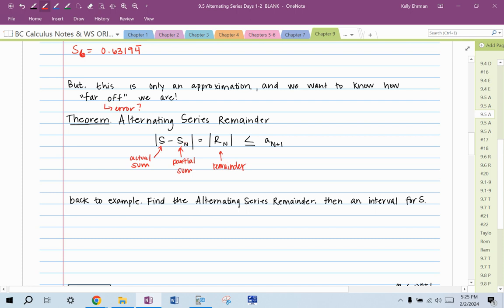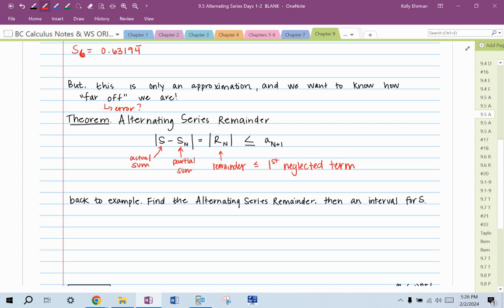The value of that remainder will always be less than or equal to a sub n plus 1. Well, if you stop at 6 terms and you add those up for your partial sum, it's the 7th term, the value of that 7th term, like what it calculates out to, that will bound your remainder. So a sub n plus 1, we tend to call that the first neglected term, meaning the first term you left off. If you're finding a 6th partial sum, the 7th term is the first one you neglected. If you're finding a 3rd partial sum, it'd be the 4th term that you neglected.